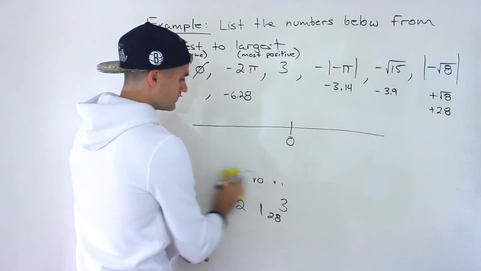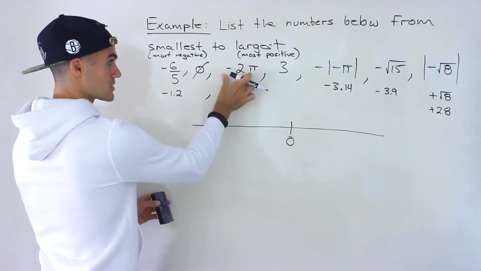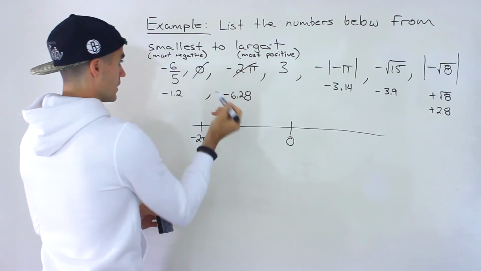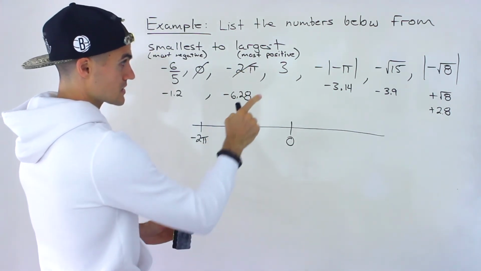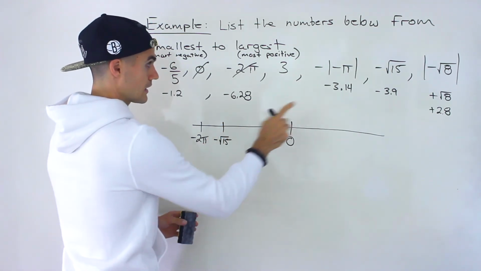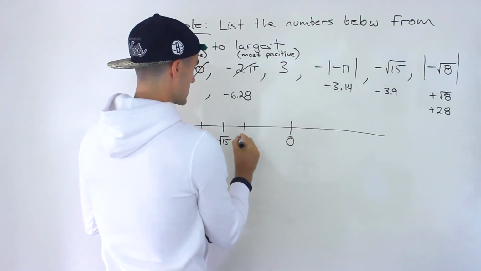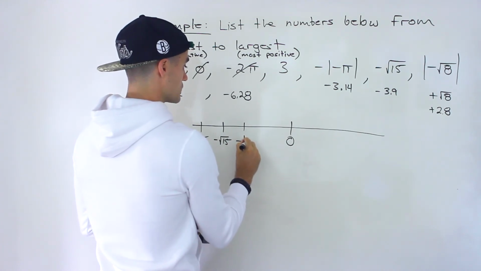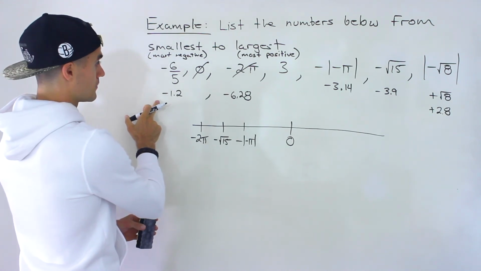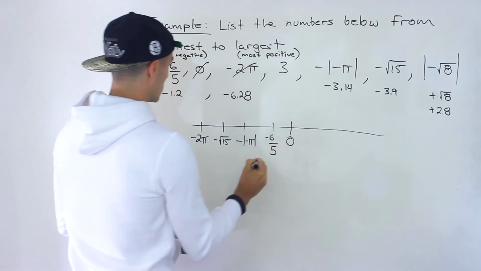And so from here, we can rank these on the number line. Notice the most negative number is going to be this one, the negative 2 pi. So it's going to be negative 2 pi over here. And then the next one is going to be the negative root 15, right? The negative 3.9. Then we're going to have a negative pi, but let's keep it in that same format. So we'll have negative absolute value of negative pi. And then we'll have the negative 6 over 5. That's going to be over here, the negative 1.2.